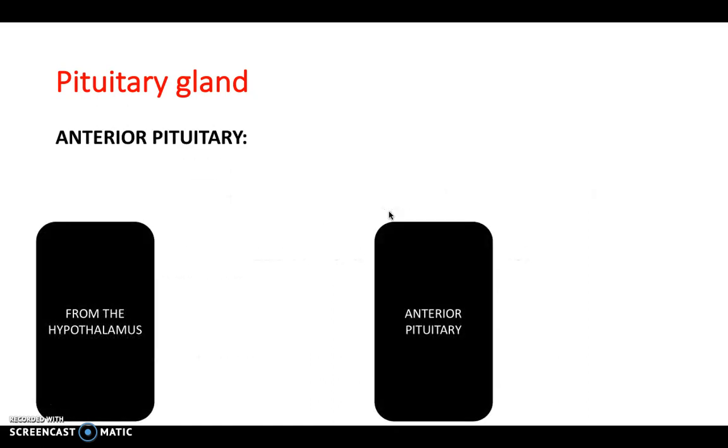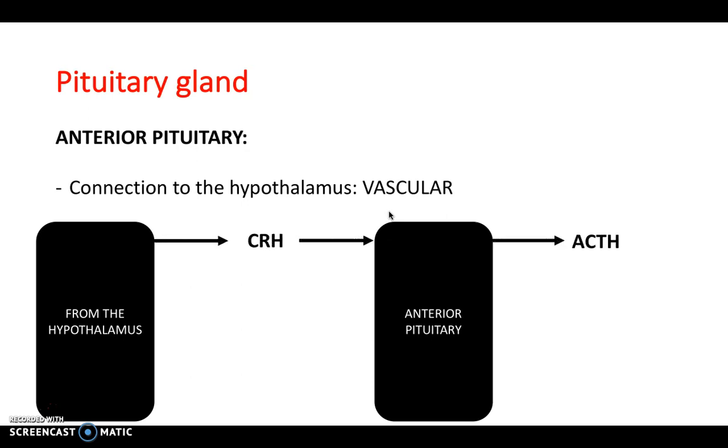So a concept to be aware of, of course, as we've said, is the anterior pituitary is connected to the hypothalamus in a vascular aspect. So the hypothalamus will release corticotropin releasing hormone, which acts on the anterior pituitary to release this hormone here, ACTH, which is adrenocorticotropic hormone. And all the other hormones act in the same way.